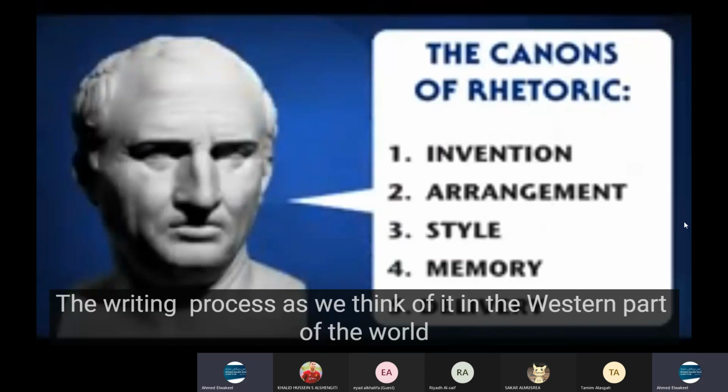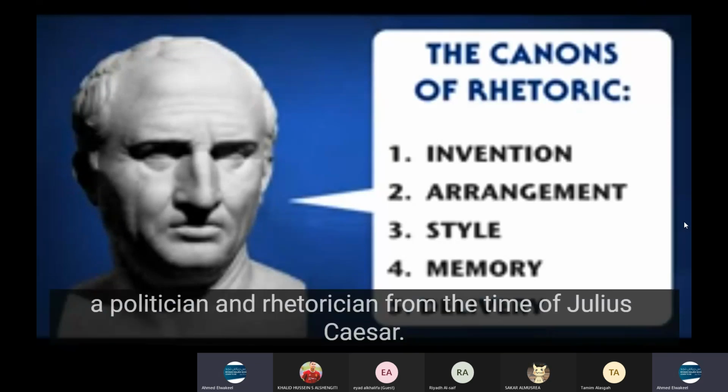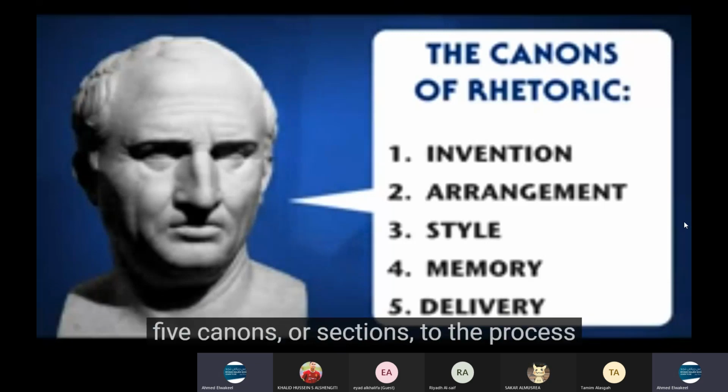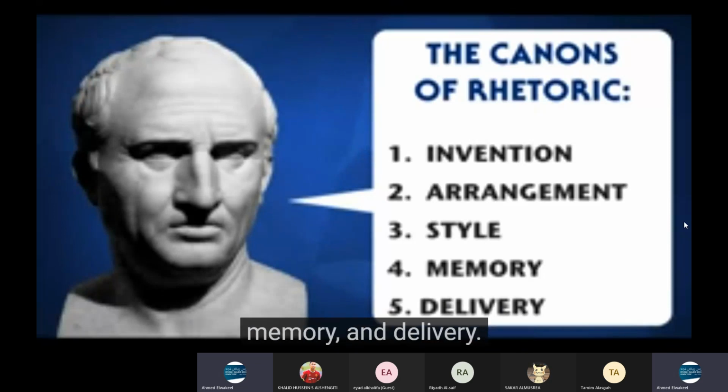The writing process, as we think of it in the Western part of the world, was originally explained by Cicero, a Roman politician and rhetorician from the time of Julius Caesar. When composing a speech to be delivered in public, he said that there were five canons, or sections to the process, which he called invention, arrangement, style, memory, and delivery.